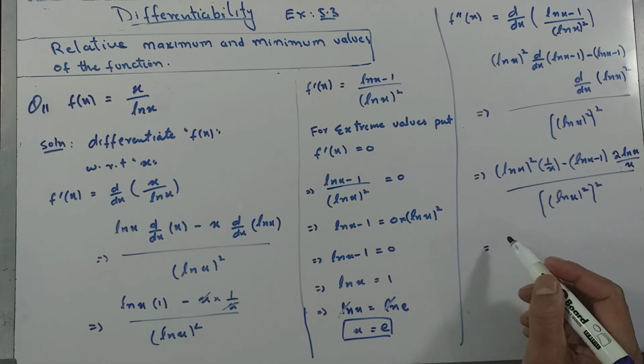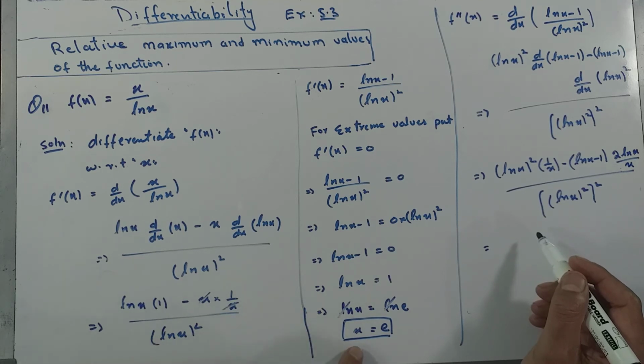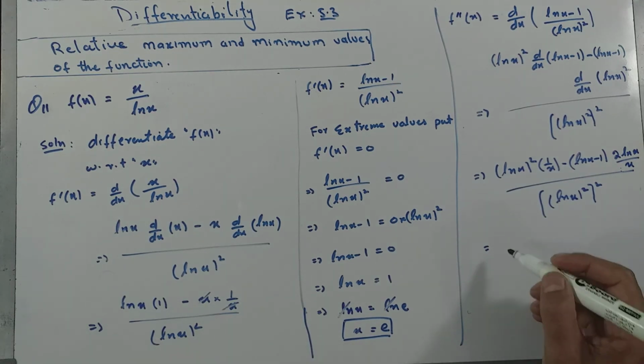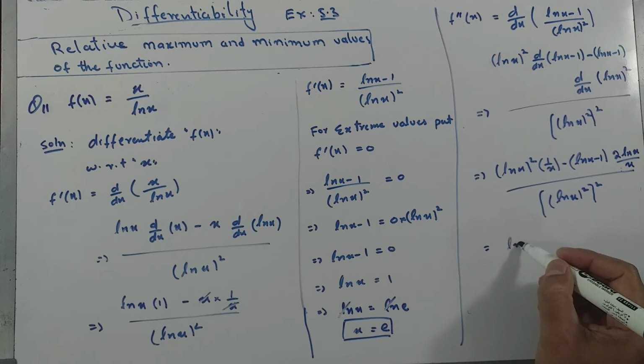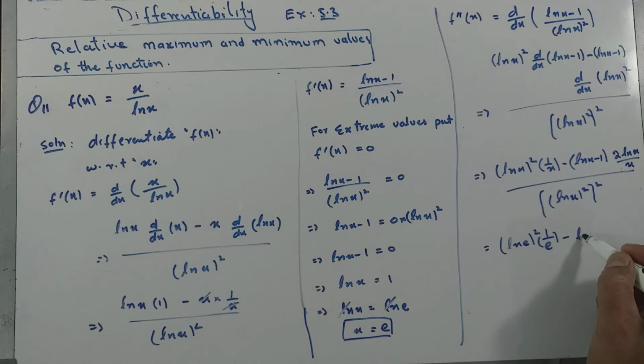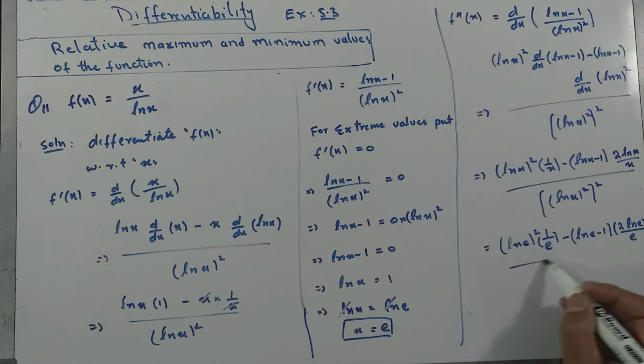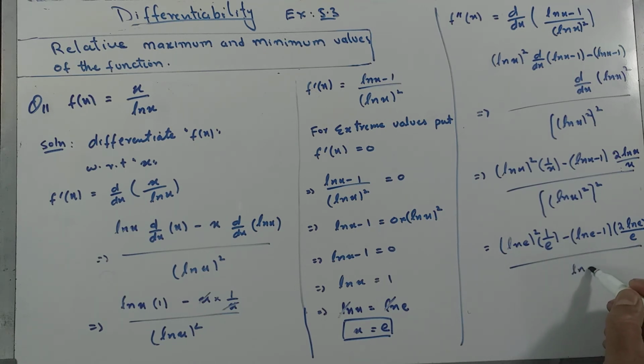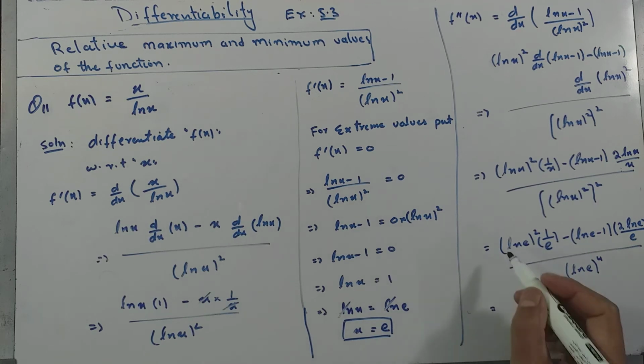Now put the value of x is equal to e, because we have found the value of x is equal to e. So (ln e) square into 1 upon e, minus (ln e minus 1) multiplied by 2 ln e divided by e, upon (ln e) raised to the power 4.